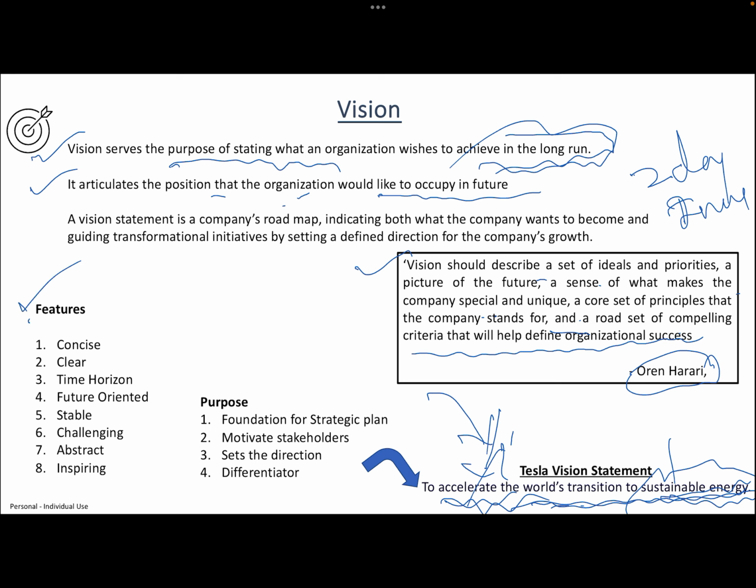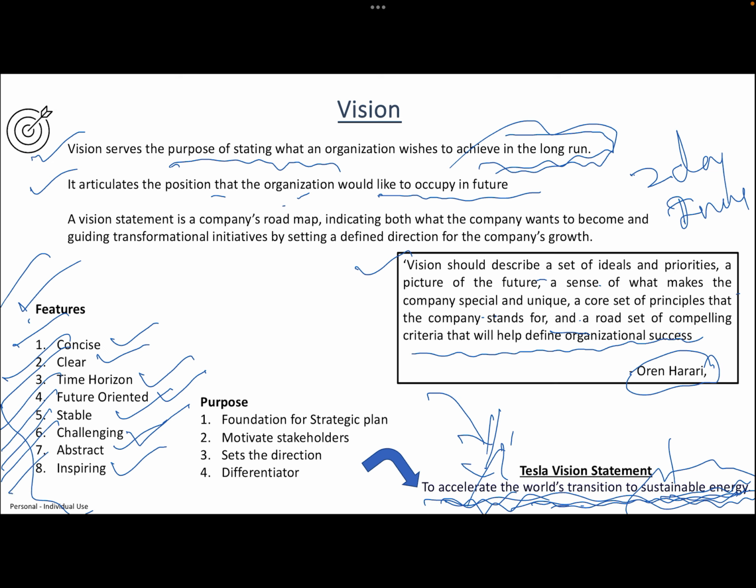What are the features of a vision statement? It should be concise. Your vision statement cannot be 10 pages or one paragraph. A vision statement will be very concise, clear, time-bound, future oriented, stable, challenging. It should be abstract, summary level, and it should inspire. Don't you think you get inspired when you see this? To accelerate the world's transition to sustainable energy. Correct? So, vision statement features are these things. It should be concise, clear, time-bound, future oriented, stable, challenging, abstract, and inspiring.